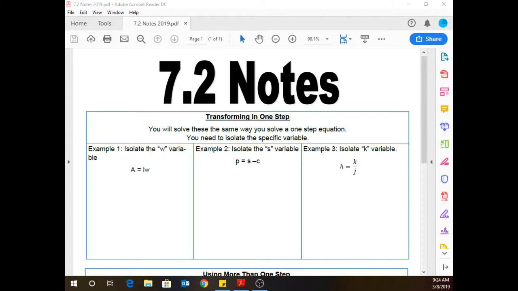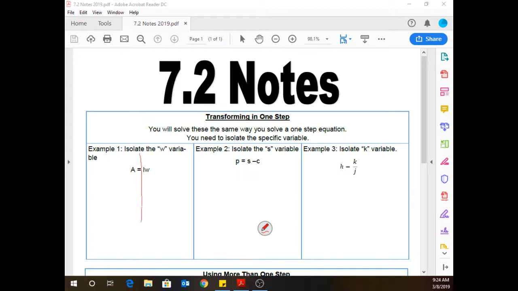Right now, what is with W? L. So if this was a one-step equation, this is length times width, right? To undo multiplication, you would divide. So basically, you want to get rid of L. You're trying to get W alone. So how can I move L? Divide. You're going to do the same thing.